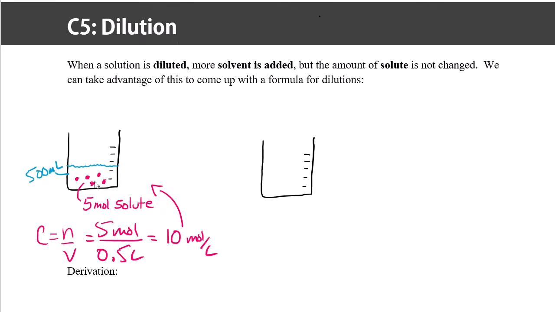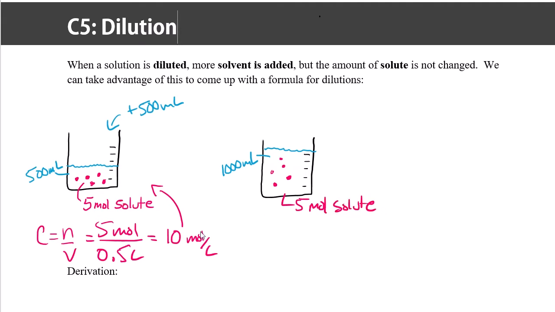Now, let's imagine that we add some more solvent. So we're going to add 500 milliliters more solvent to bring our total solvent volume up to 1,000 milliliters, or 1 liter. So if we do that, but that's the only change that we make, right? We've added 500 milliliters more to get 1,000 total. We haven't added any solute. We haven't taken any solute away. We're still going to have 1, 2, 3, 4, 5 moles of solute.